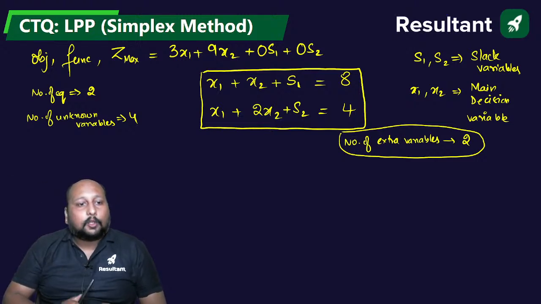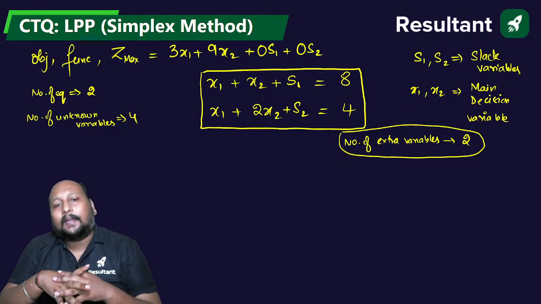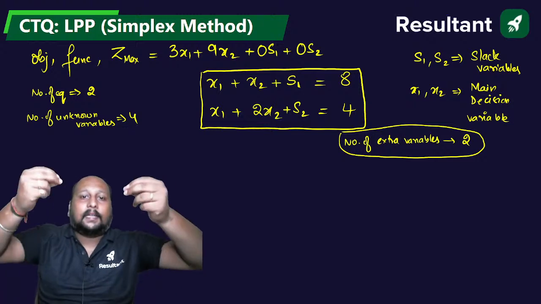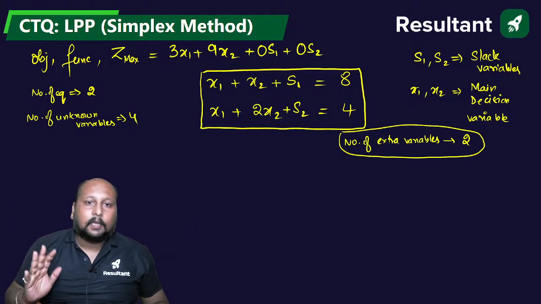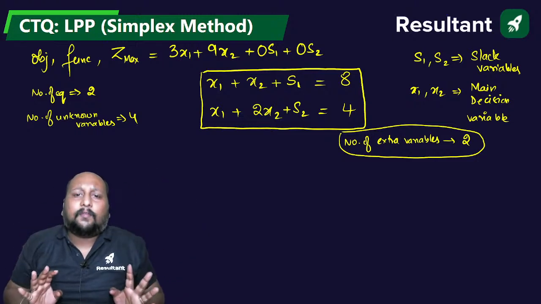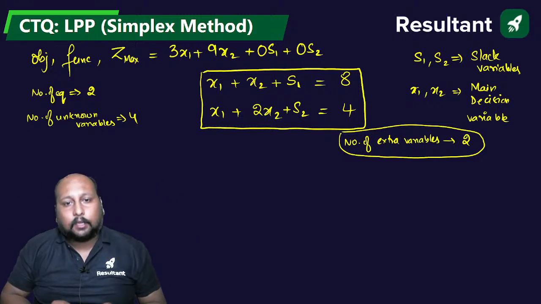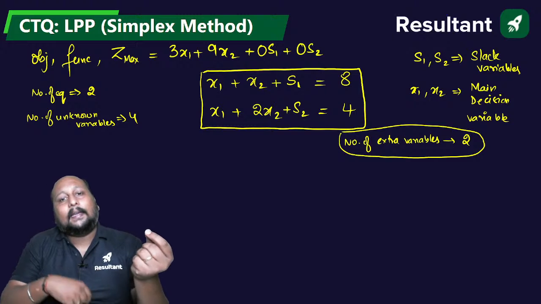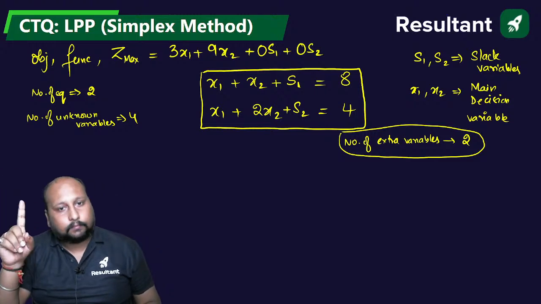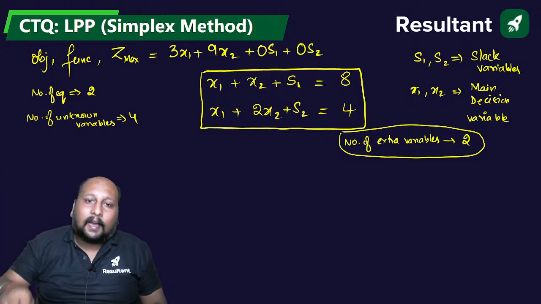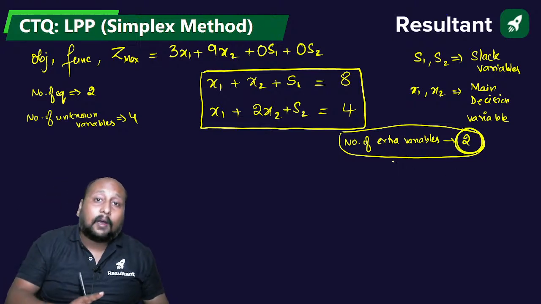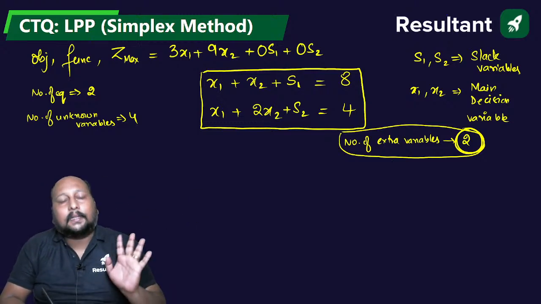Then how to solve? In this kind of situation, we randomly take 2 variables to be equal to 0 and calculate the rest of the variables. Let us suppose I take x1 and x2 equal to 0, I can easily calculate the values of s1 and s2. Or if I take x1 and s1 equal to 0, I can easily calculate the values of x2 and s2. So by making the extra variables equal to 0 at a time, I can easily calculate the other unknown variables.